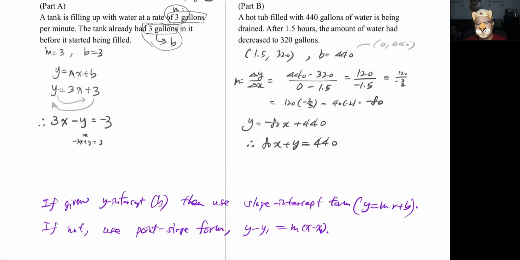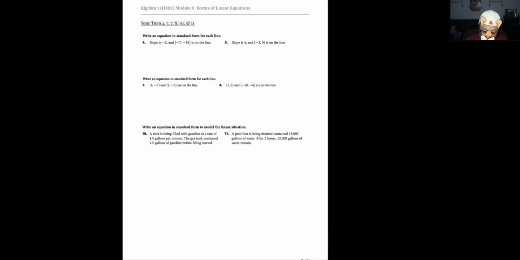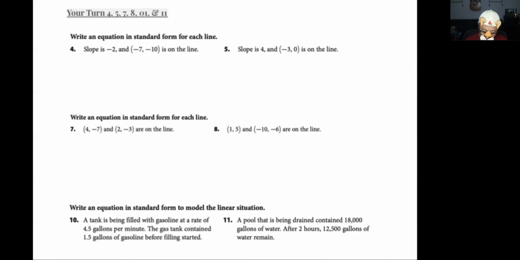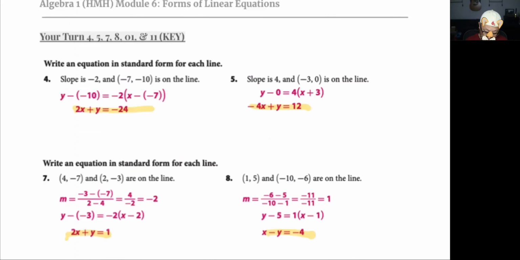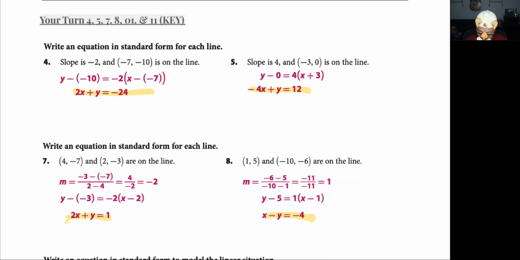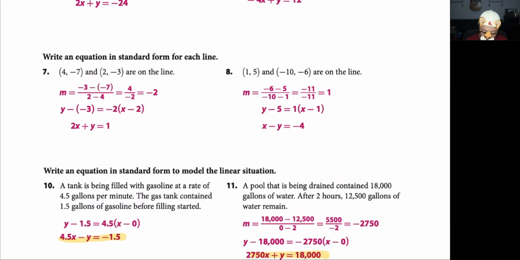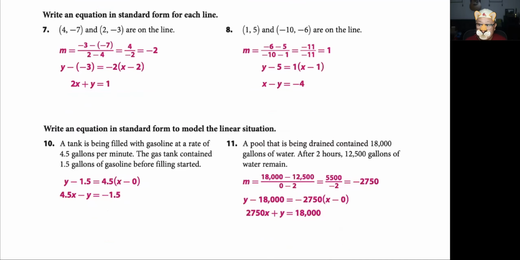All right, guys. That is it for this page. And then we have your turn. There you go. Okay. Pause the video. Try this on your own. We good? Okay, guys. Here are the answers. And then the bottom 2 can be seen right here, guys.